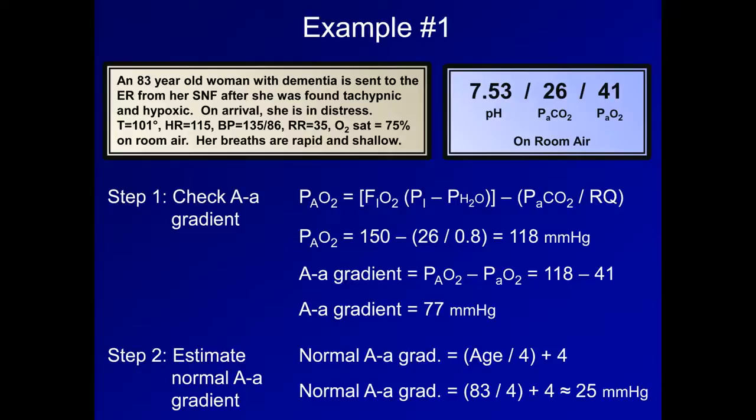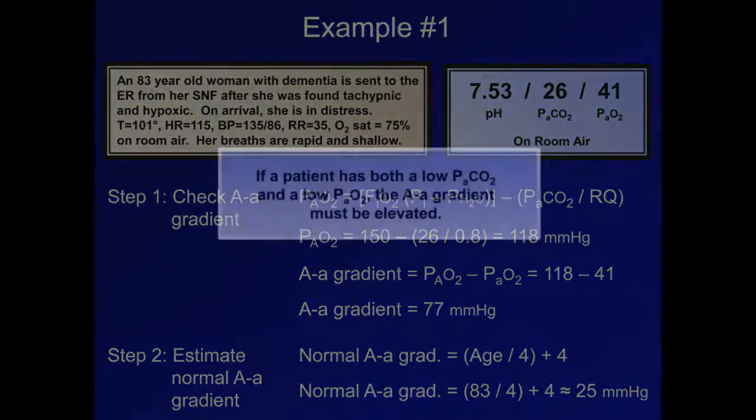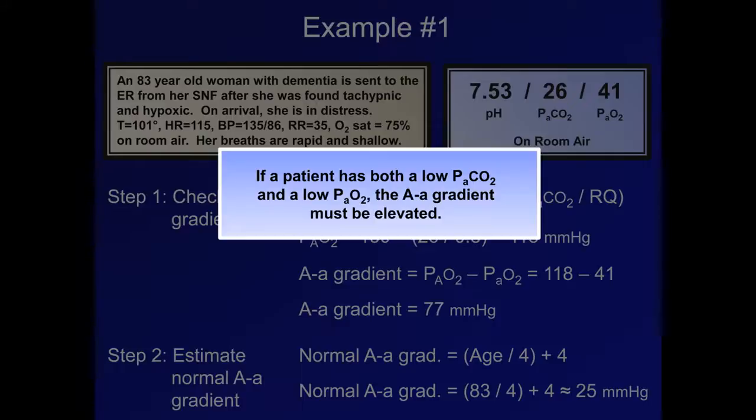As to the cause of the hypoxemia, her AA gradient is significantly increased over the expected gradient for her age. Therefore, the cause is not related to hypoventilation. With more experience, you may have seen that immediately from the ABG without needing calculations, as the low PaCO2 is not consistent with hypoventilation. In other words, a good clinical pearl is that if a patient has both a low PaCO2 and a low PaO2, you know that the AA gradient must be elevated.